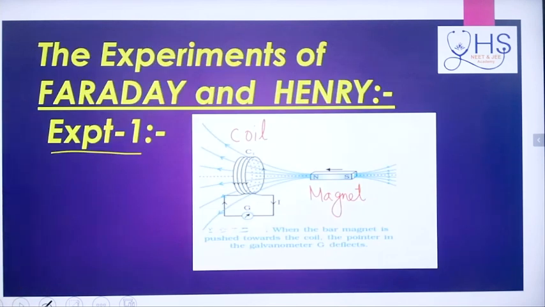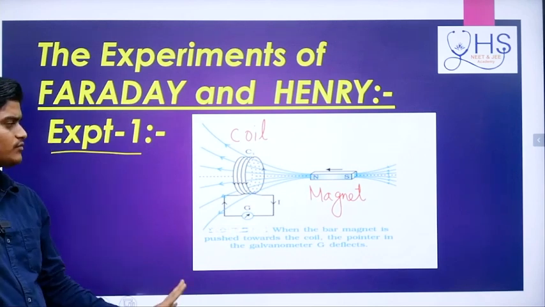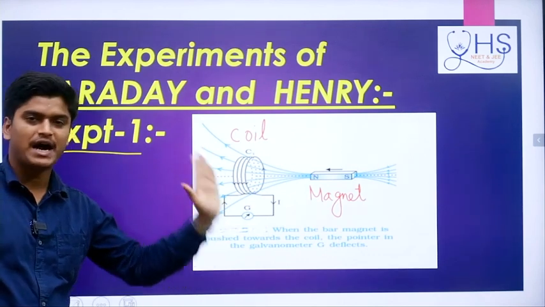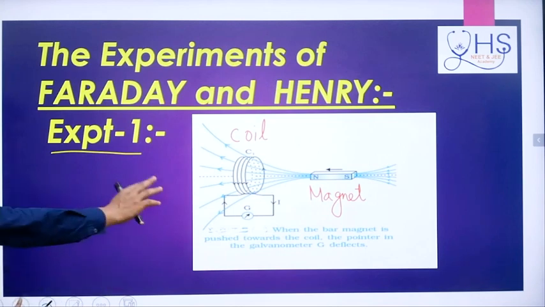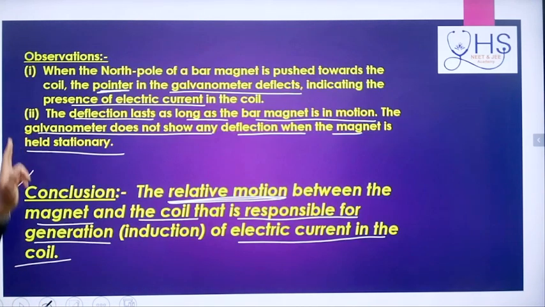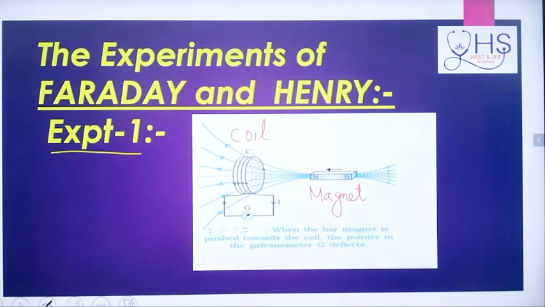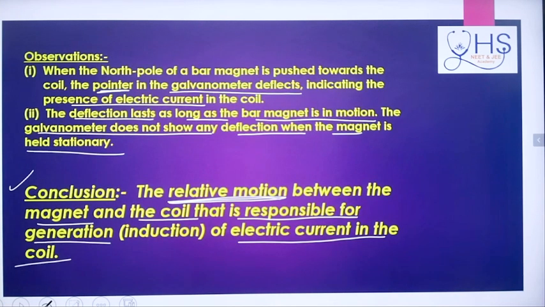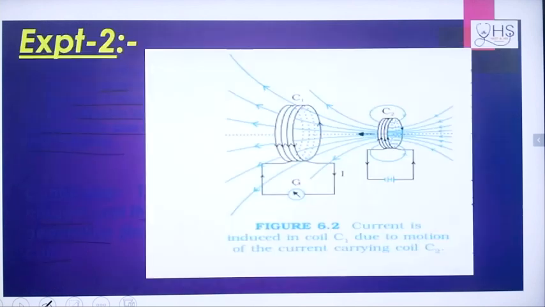So remember, in the Faraday and Henry experiment, in experiment 1, they checked a coil and a bar magnet. This is the experimental setup, and this is your observation and conclusion. You can write this experimental setup after completing this picture, then you can write the observation and conclusion. Now I'll go to the next experiment, experiment 2. What is experiment 2 saying?